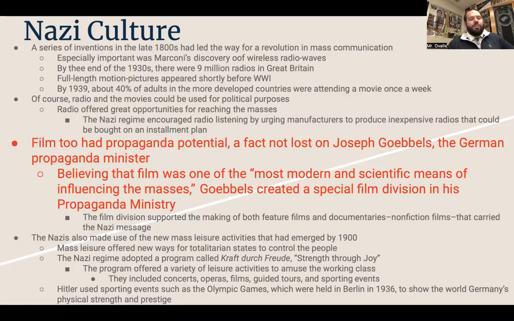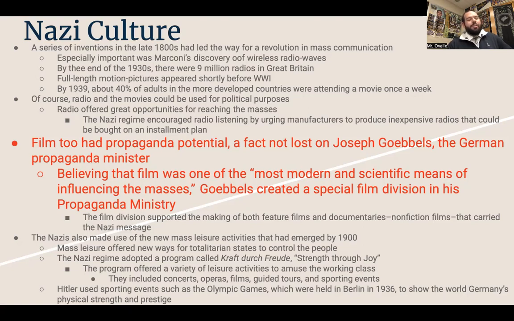The film division supported the making of both feature films and documentaries, nonfiction films that carried the Nazi message. Nazis also made use of the new mass leisure activities that emerged by 1900. Mass leisure offered new ways for totalitarian states to control the people. The Nazi regime adopted a program called Kraft durch Freude, which translates to strength through joy. The program offered a variety of leisure activities to amuse the working class, including concerts, operas, films, guided tours, and sporting events.